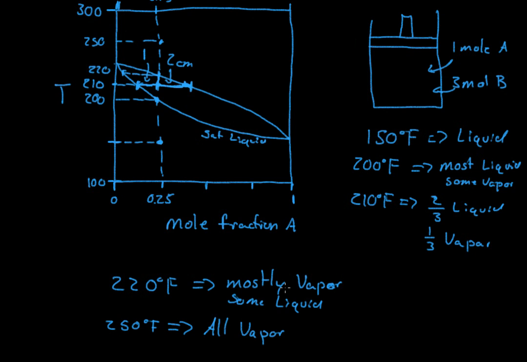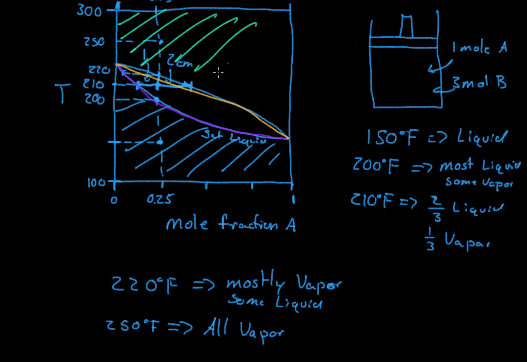And so that's just the basics. I'll run through it one more time really quickly. When you're in this area, you're completely a liquid. When you're touching this line, you're almost all liquid, but there's a little bit of vapor. When you're touching the saturated vapor line, you're almost completely vapor, but there's a small amount of liquid. And when you're at the very top, you are completely vapor.